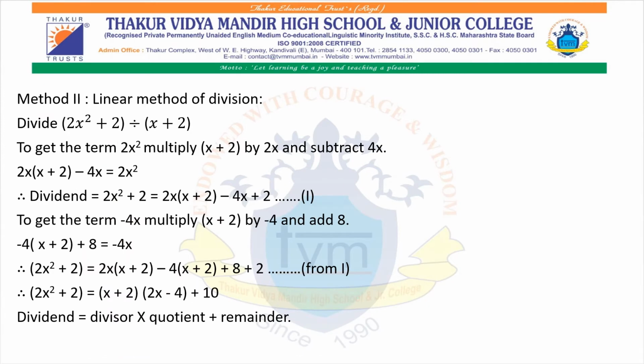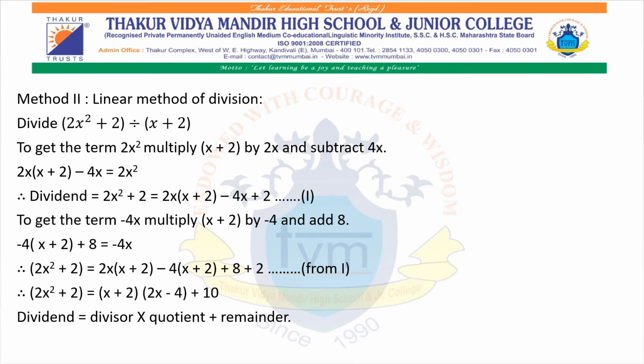Method 2, linear method of division. Divide 2x square plus 2 by x plus 2 to get the term 2x square. Multiply x plus 2 by 2x and subtract 4x. So 2x into x plus 2 minus 4x is equal to 2x square. Therefore, dividend is equal to 2x square plus 2 is equal to 2x in the bracket x plus 2 minus 4x plus 2.